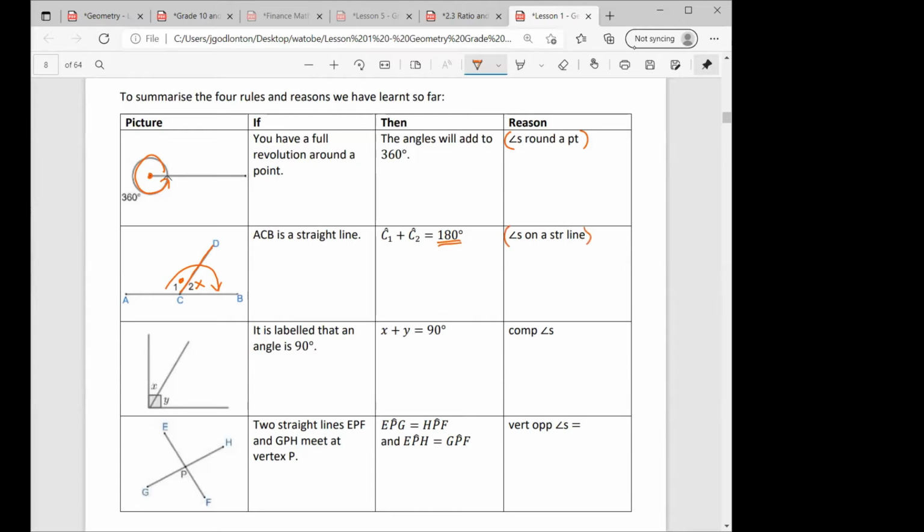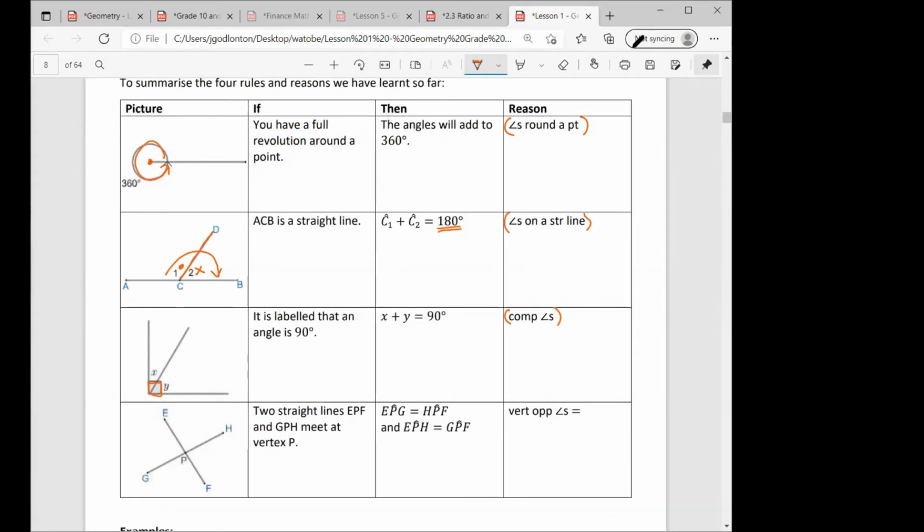The second last one was one that we spoke about very briefly in our lesson on Monday. If they are at 90 degrees, then x plus y have to both equal 90 degrees. And our reason there is angles for complementary angles. Complementary angles means 90 degrees. And our last one, which we just learned today, is if we have 2 straight lines, then the angles that are opposite each other are going to be equal to each other. That would be vertically opposite angles are equal. So these are the 4 reasons we have learned so far.